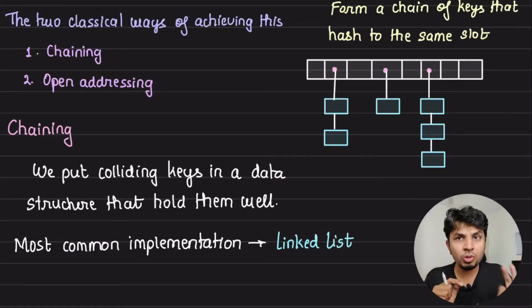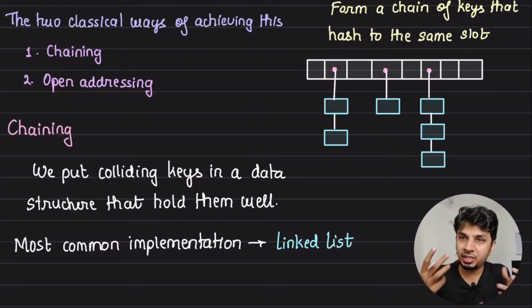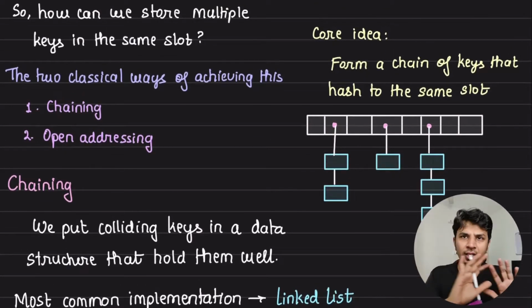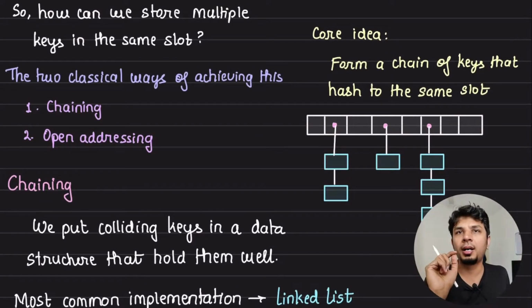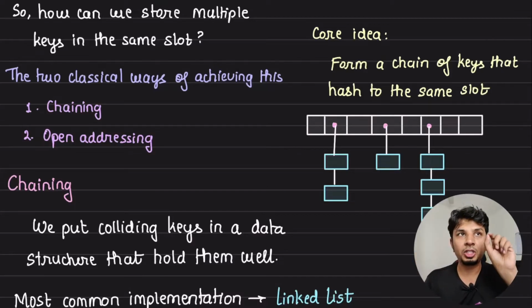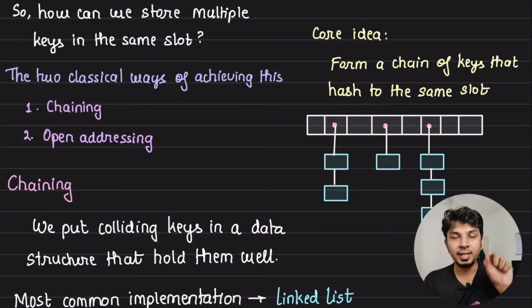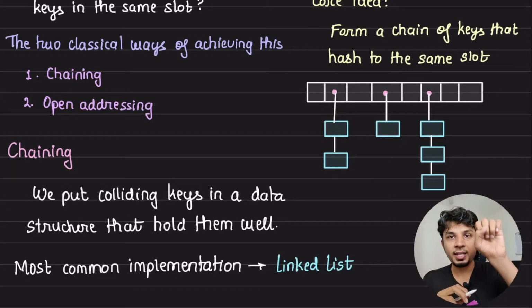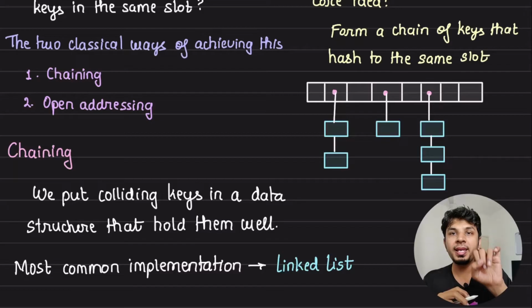Right? And one of the most common implementations of this is with a linked list, which is why it got its name, chaining, because it resembles a chain. So a quick gist of the idea is we would form a chain of keys that are hashed to the same slot. For example, in index 1, if I have 2 keys which are hashed there, your index 1 in the array would hold a linked list.